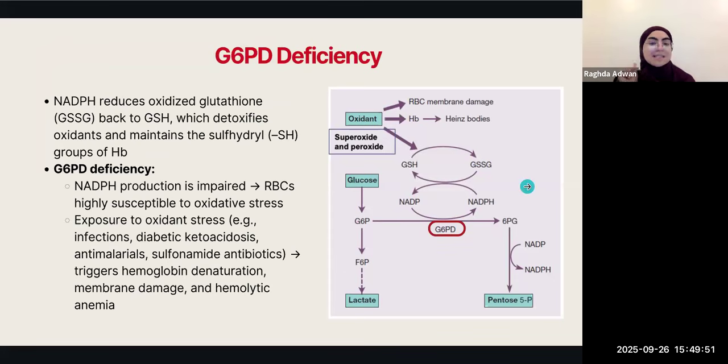Don't worry about NADH. Just worry about NADPH for this lecture. One of them is just a reduced form, one of them is oxidized. So it's not like one of them comes first or second. They're just different forms of the same molecule.